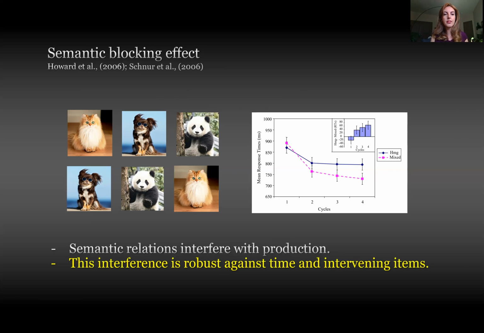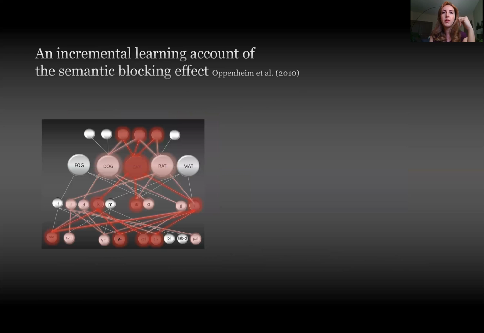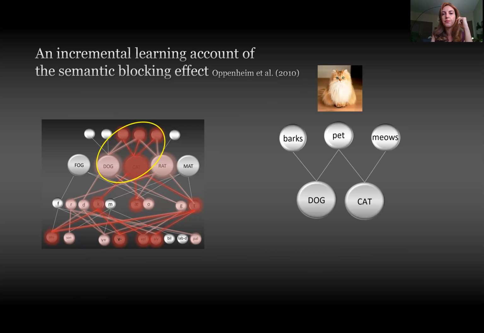So it was the second finding that has attracted a lot of attention and gave rise to incremental models of learning in production. The idea here is that every act of production changes something permanent in your system, so it's an act of learning. I'm going to show this by focusing on a small part of this model so you can see what's going on.